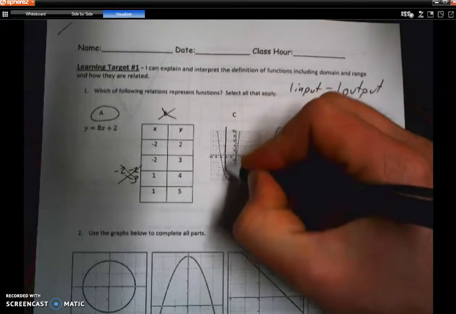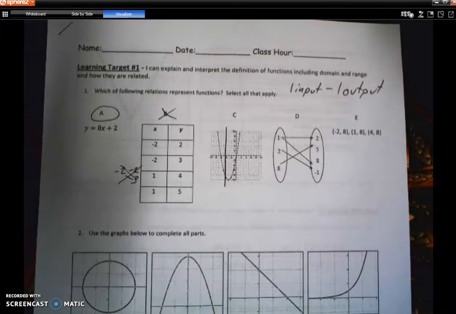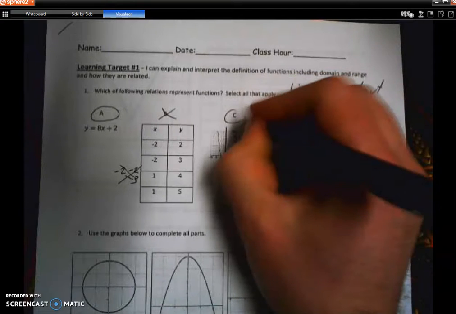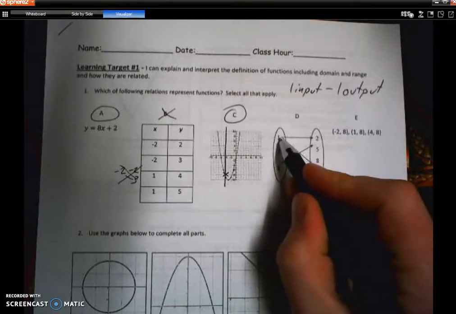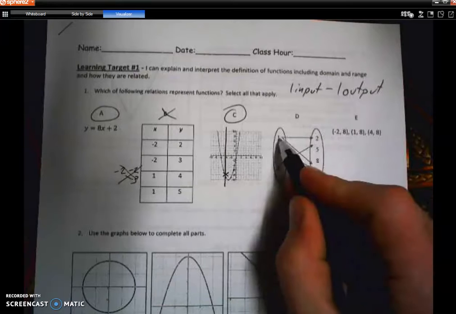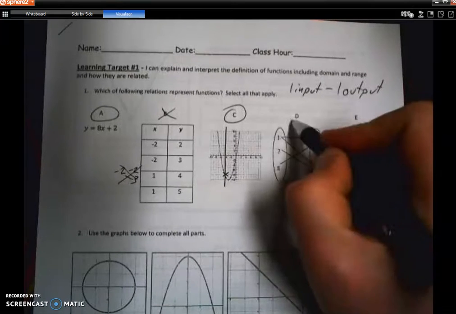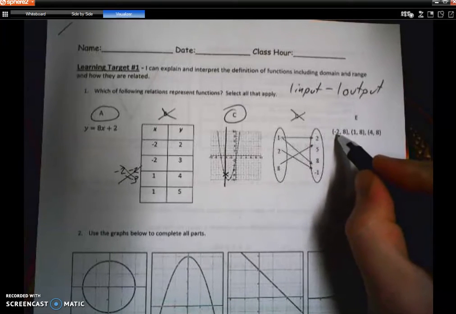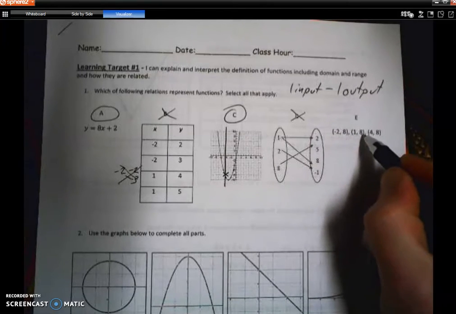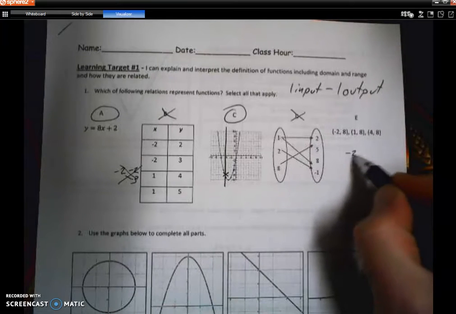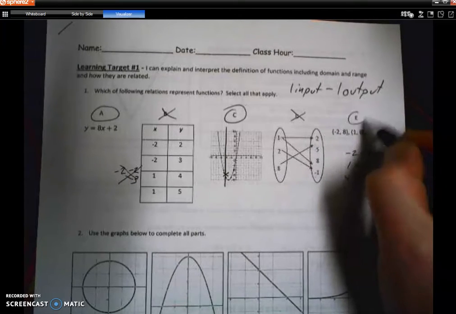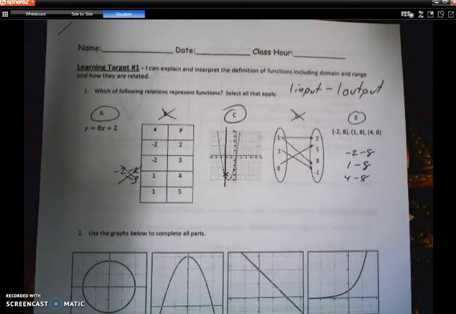We test with the vertical line test, meaning if I draw a straight line and I only hit it once at all times, it's a function. One input, one output, one input. This has one input, two outputs. That's not a function. And I'm looking here. If I plug in a negative 2, I get out 8. I plug in a 1, I get out 8. Plug in a 4, get out 8. Well, that's okay because it's still one input, one output. That's a function. Your answers are A, C, and E.